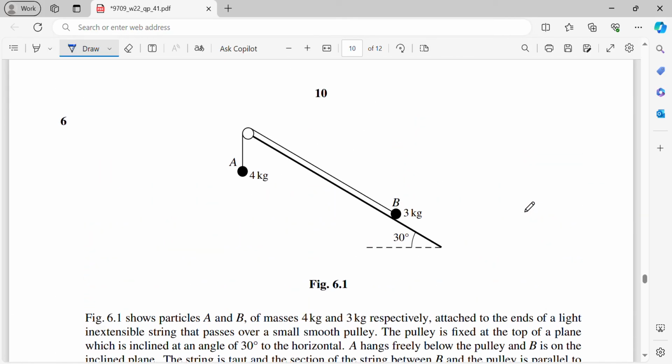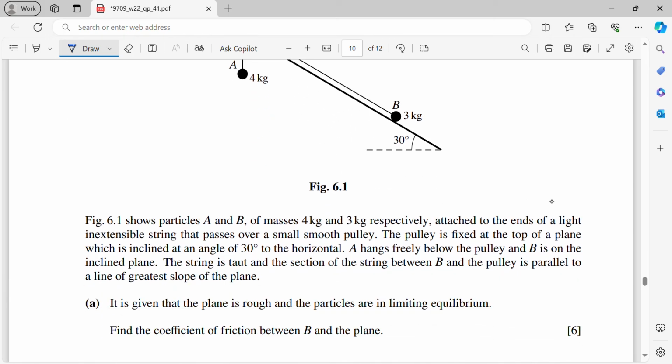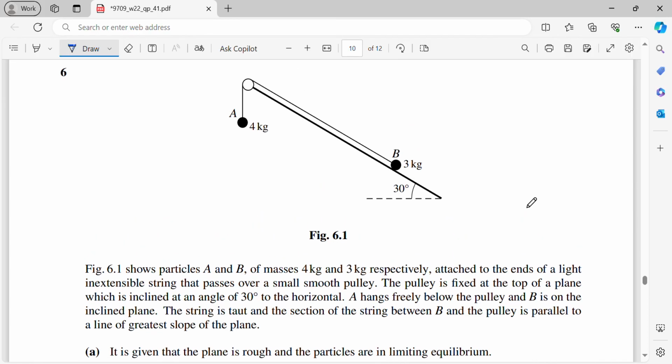Okay, so for question number 6, figure 6.1 shows particles A and B of masses 4 kilograms and 3 kilograms respectively, attached to the ends of a light inextensible string that passes over a small smooth pulley. The pulley is fixed at the top of the plane, which is inclined at an angle of 30 degrees to the horizontal. A hangs freely below the pulley and B is on the inclined plane. The string is taut and the section of string between B and the pulley is parallel to the line of greatest slope.